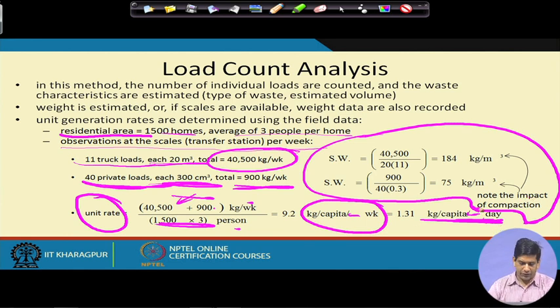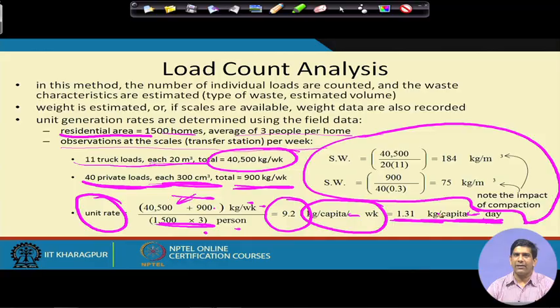So here, 40,500 plus 900, that's the amount of waste produced per week. This is the total number of people. If you do this math, you get 9.2, but this is per week. So divided by 7 further, and we get 1.31 kg per capita per day. So in this particular area, 1.3 kg of waste is being produced.